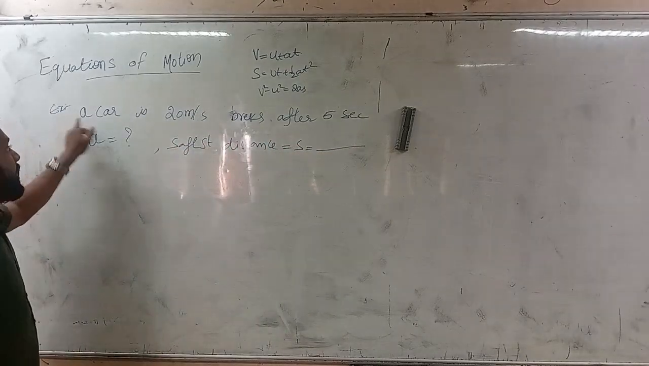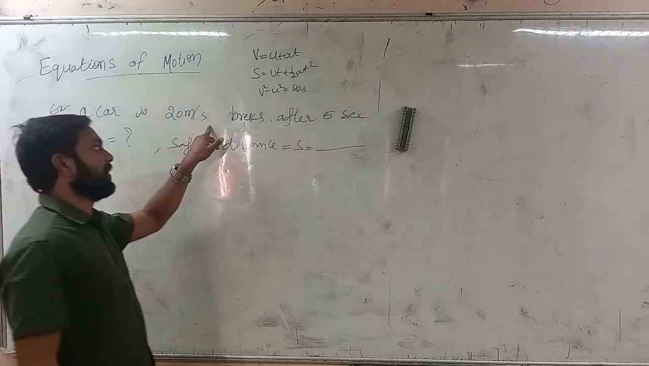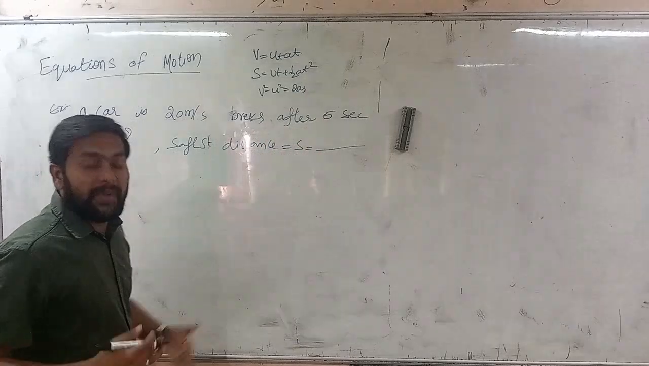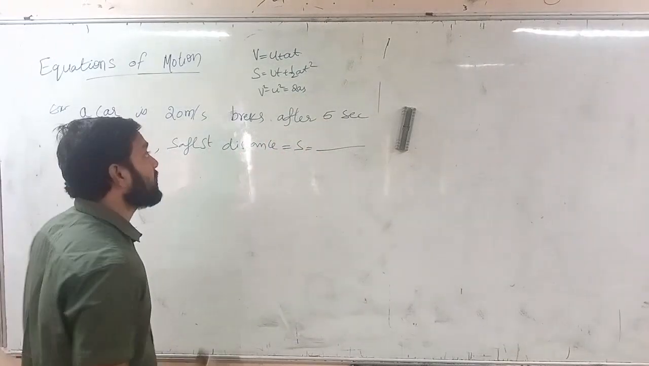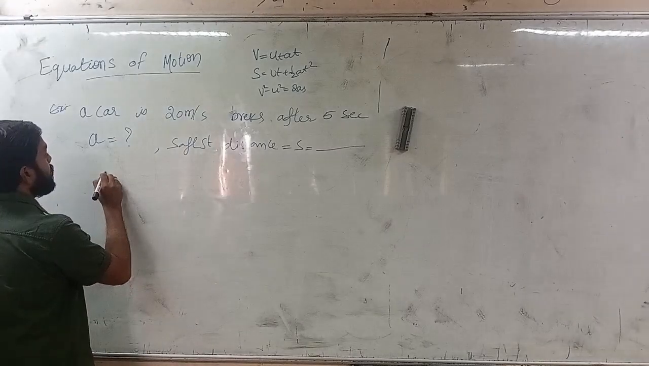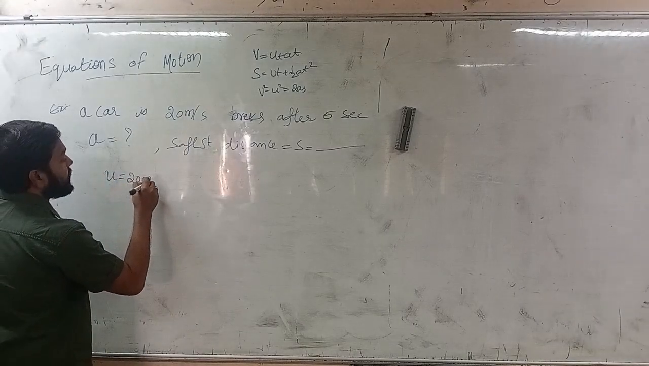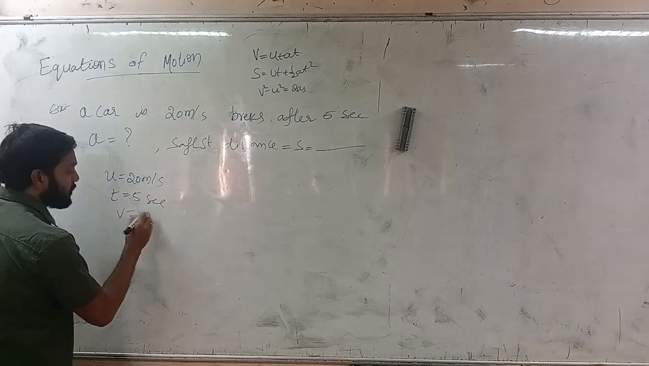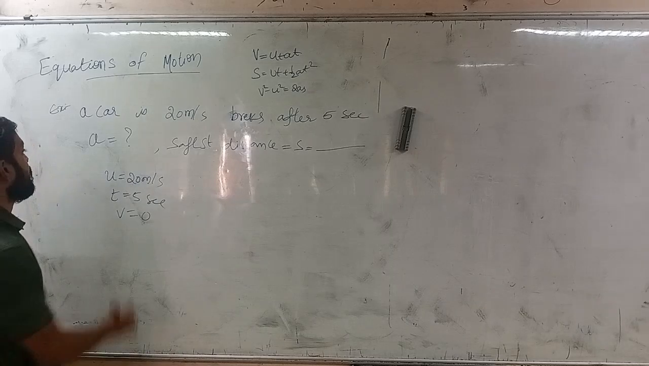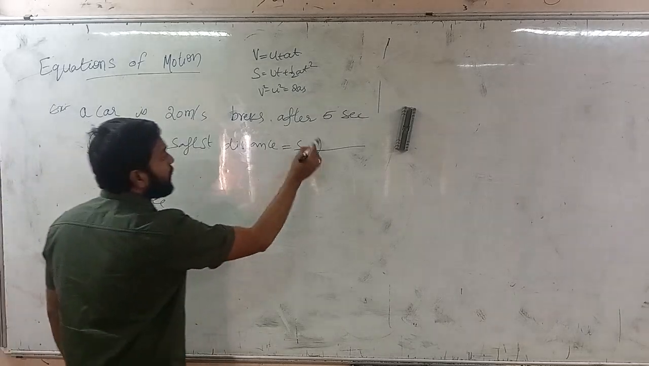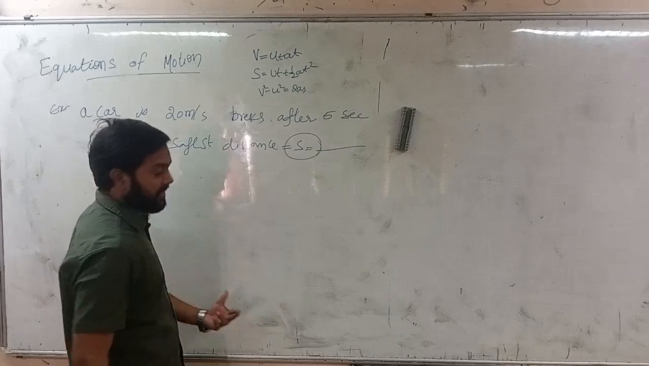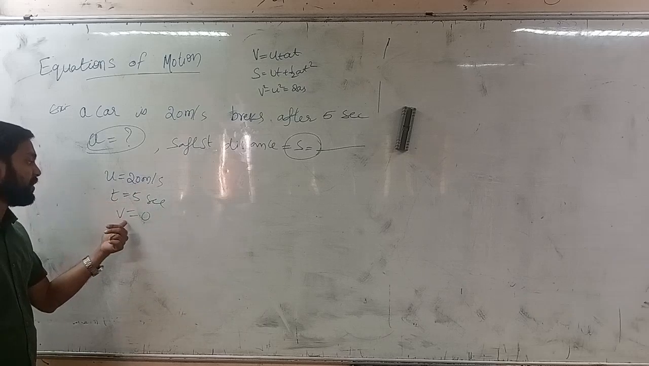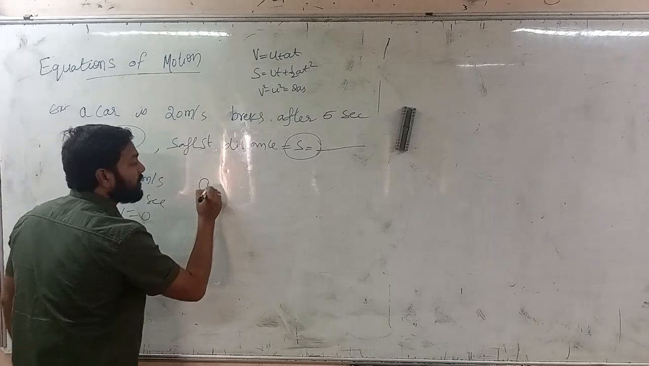Okay, so here the car is moving with 20 meter per second and brakes are applied. After 5 seconds, the car was stopped. So then what happens here? U is equals to 20 meter per second, time is equals to 5 seconds and v is equals to 0. Okay, so we need to find out the acceleration and the displacement, the safest distance. So we need to find out the deceleration.